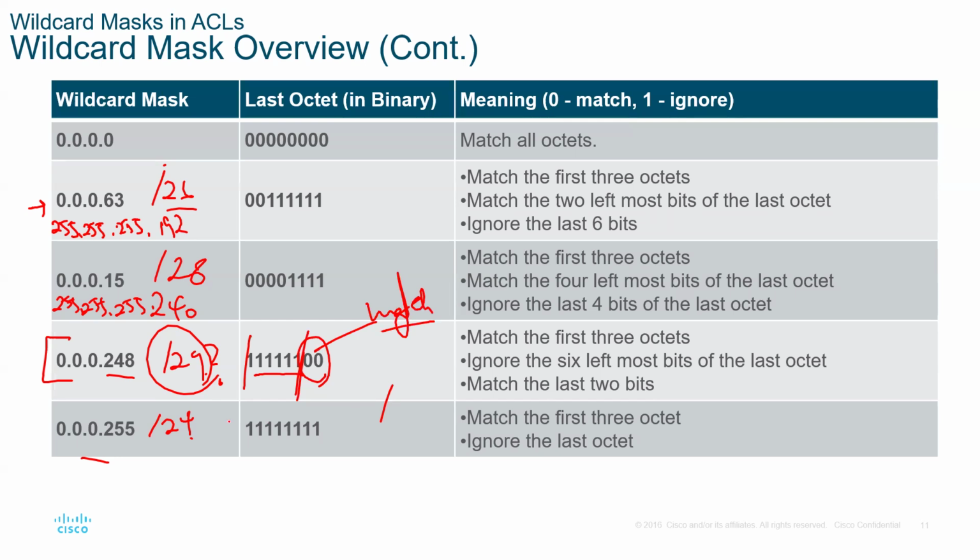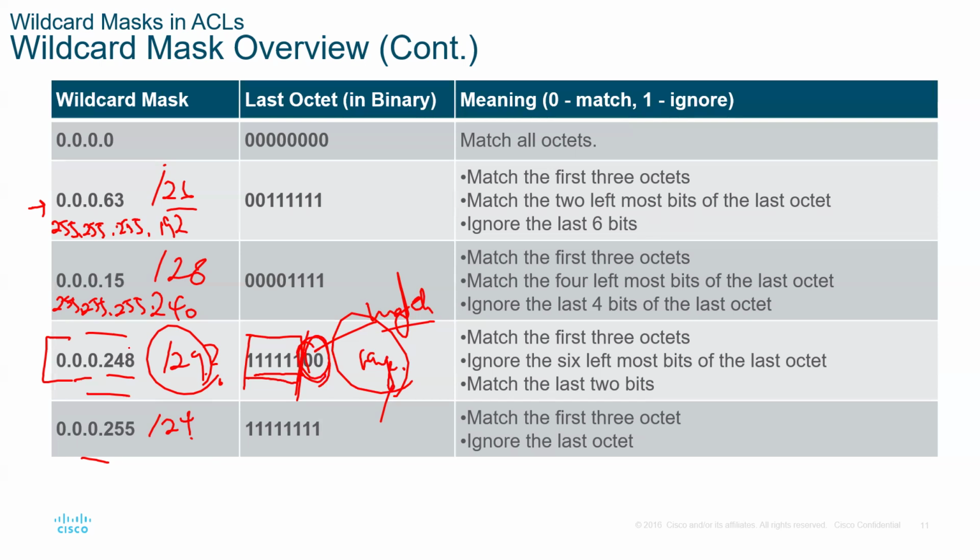I think this one can be used to cover a range of IP addresses. This one can be used to cover a range. It's not for a specific network. This one is for a specified range of IP addresses, not a specific network, because we are ignoring everything here, but we are also matching these last two bits.